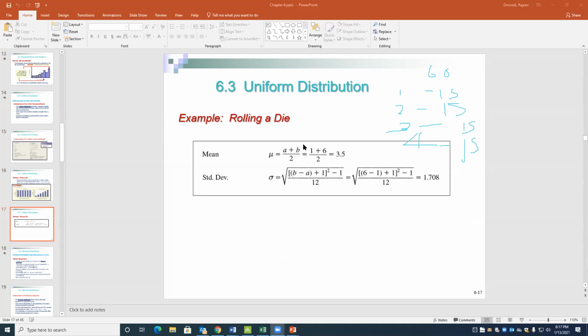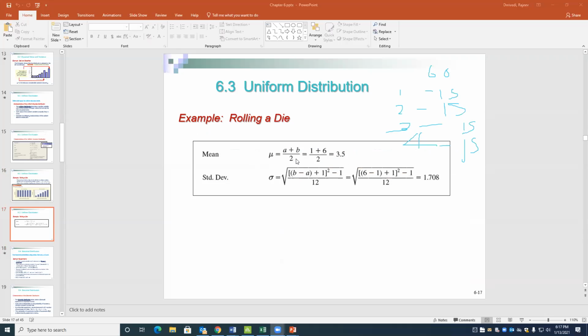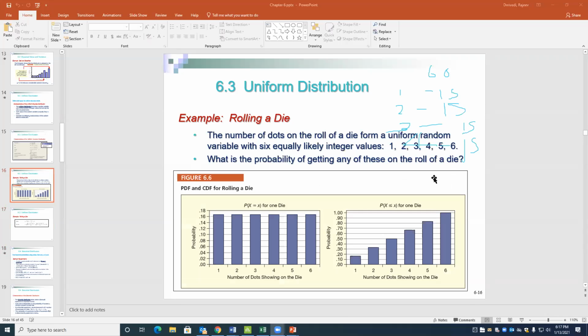The mean for this: the lowest value is 1 and the highest is 6. So the mean is A plus B upon 2, which is 3.5. The standard deviation is the square root of B minus A plus 1 and so on, using all this, 1.708 for this particular uniform distribution.